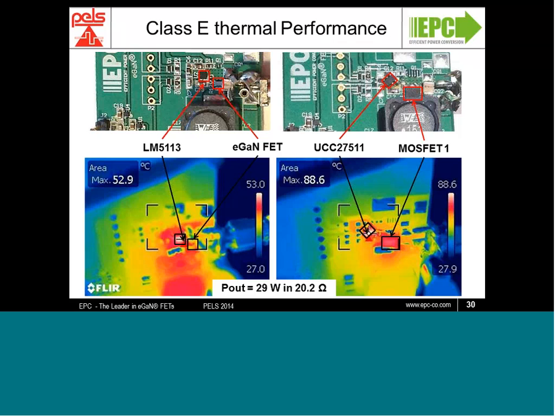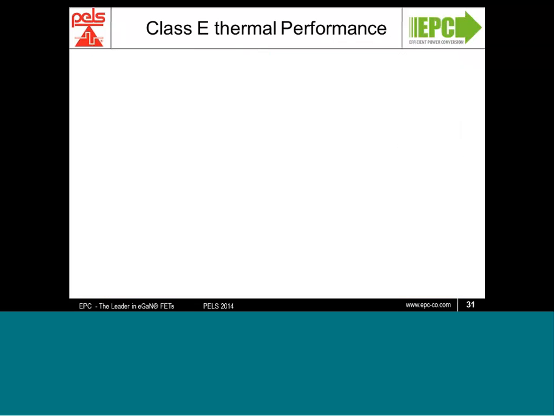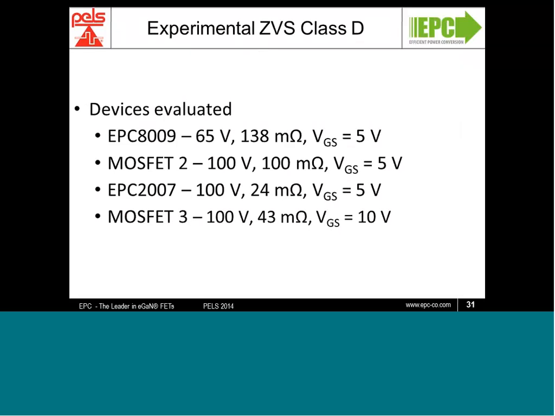Let's have a look at the experimental results for the zero voltage switching class D. The devices evaluated, as a reminder, are the EPC 8009, which is a 65 volt part with 138 milliohms and a 5 volt gate. The MOSFET we compared that against is a 100 volt MOSFET with 100 milliohms of on resistance and a logic level gate of 5 volts.